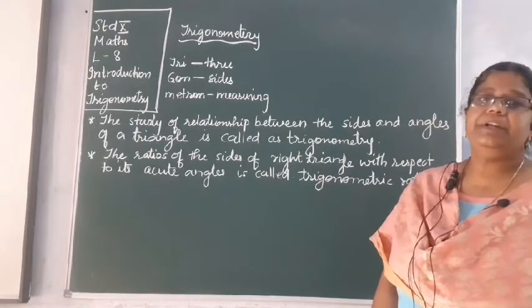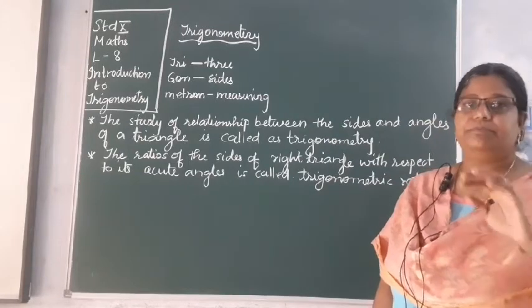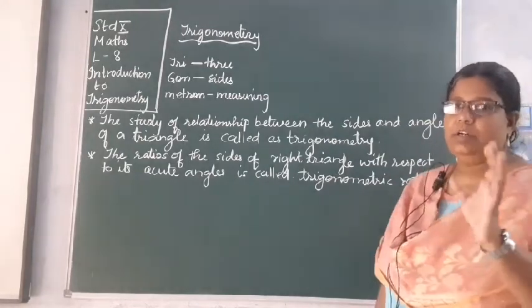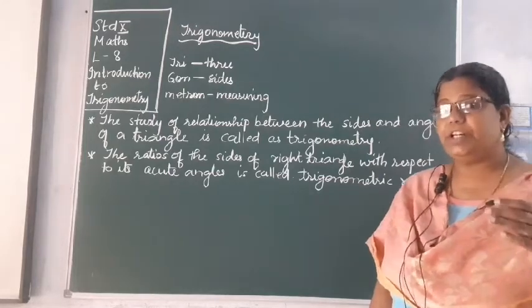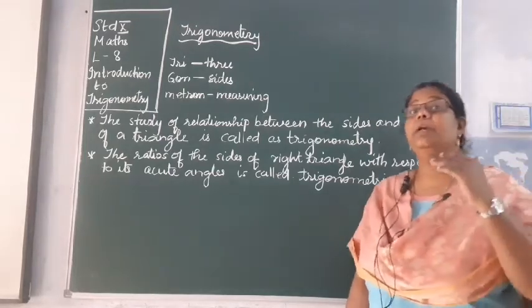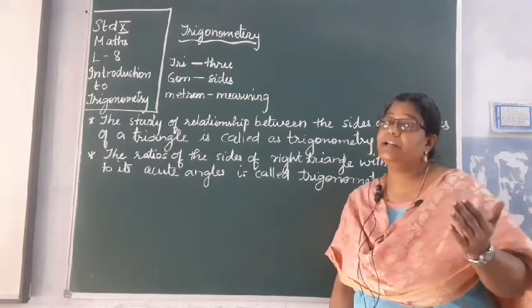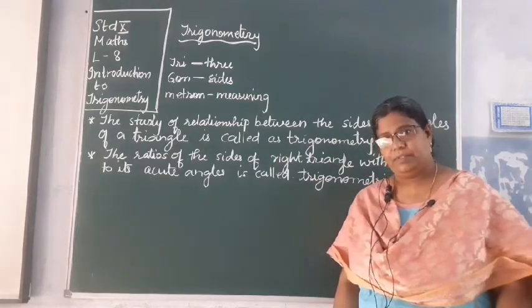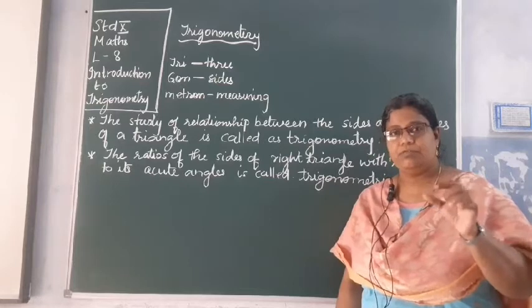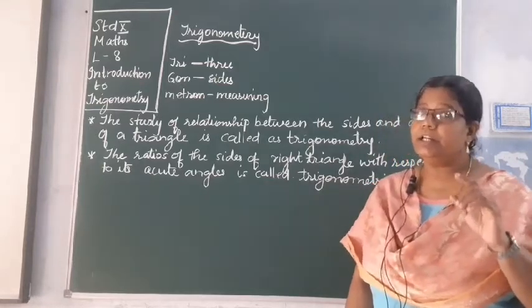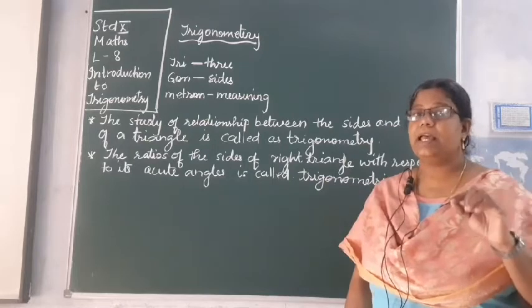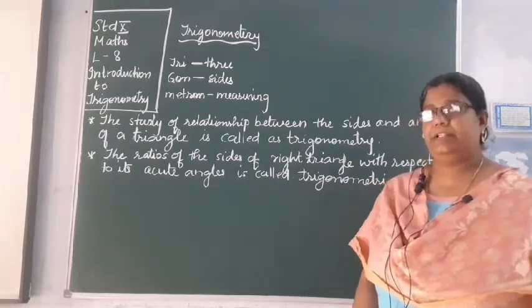Now trigonometry, it comes from three words. Okay, trigonometry is that branch of science where you are going to study the relationship between the angles and the sides of a triangle. Basically, trigonometry involves this thing. What are you going to study? You are going to study the relationship between the angles and the sides of a triangle.